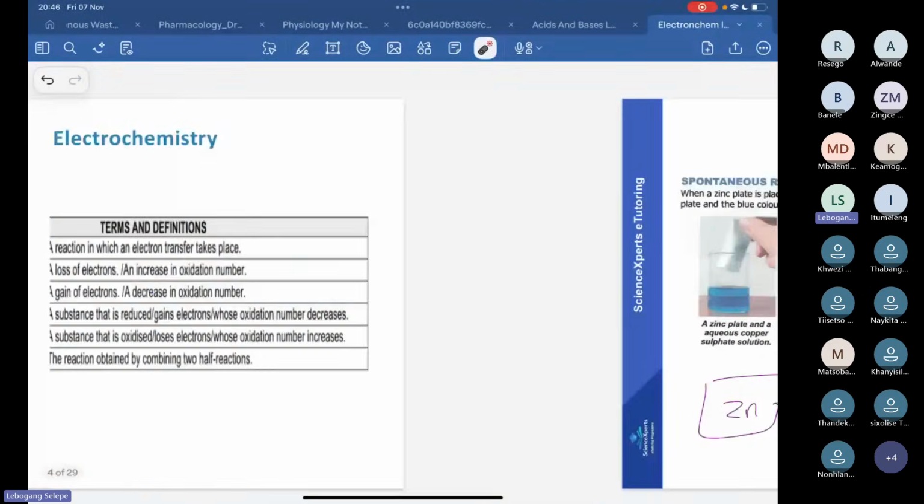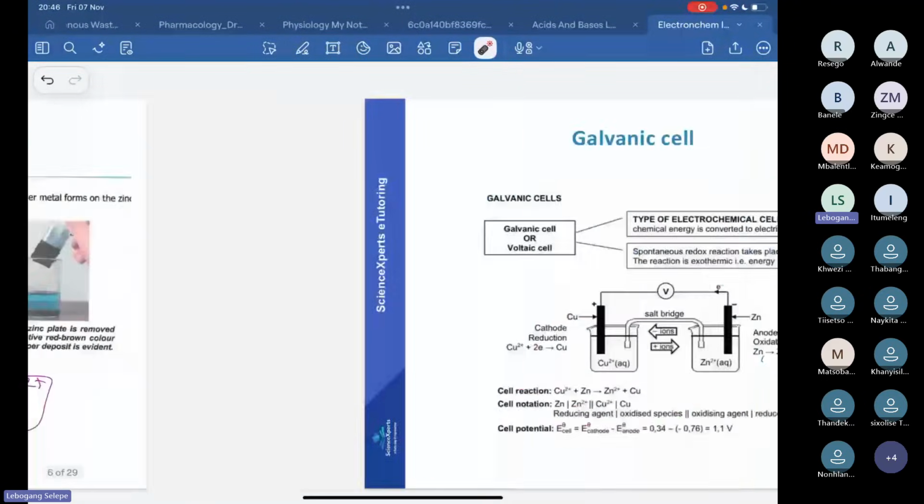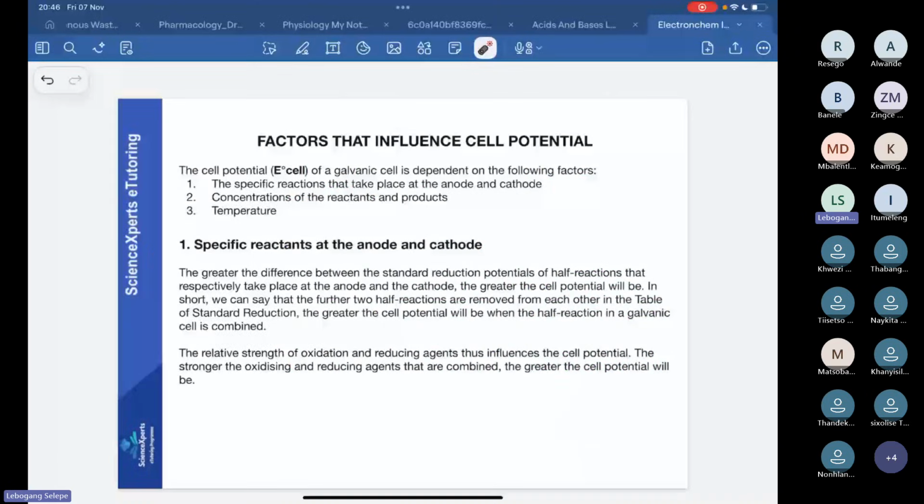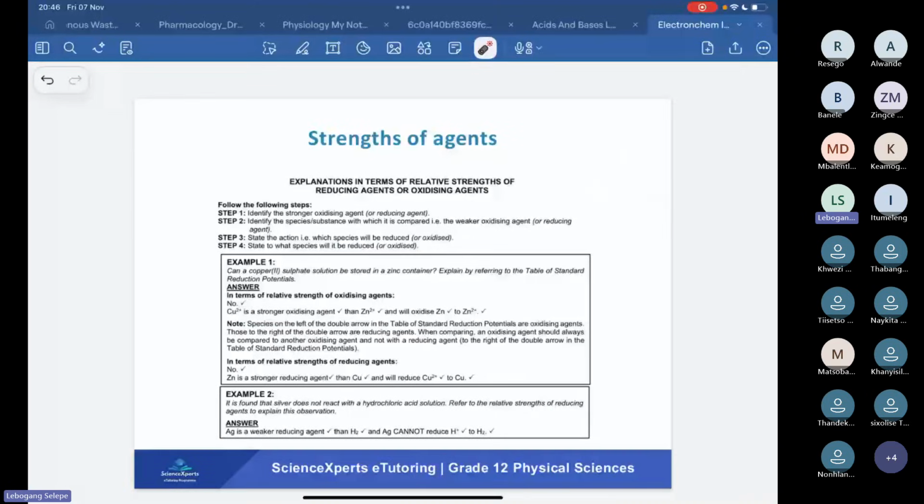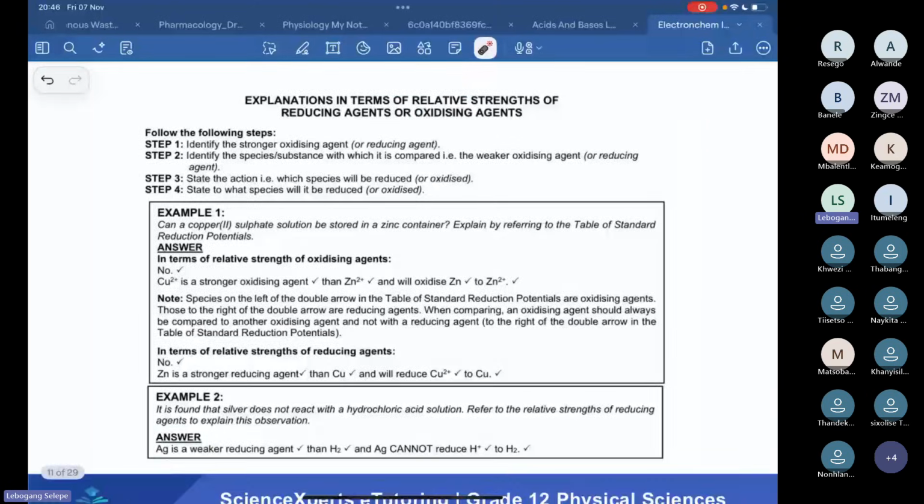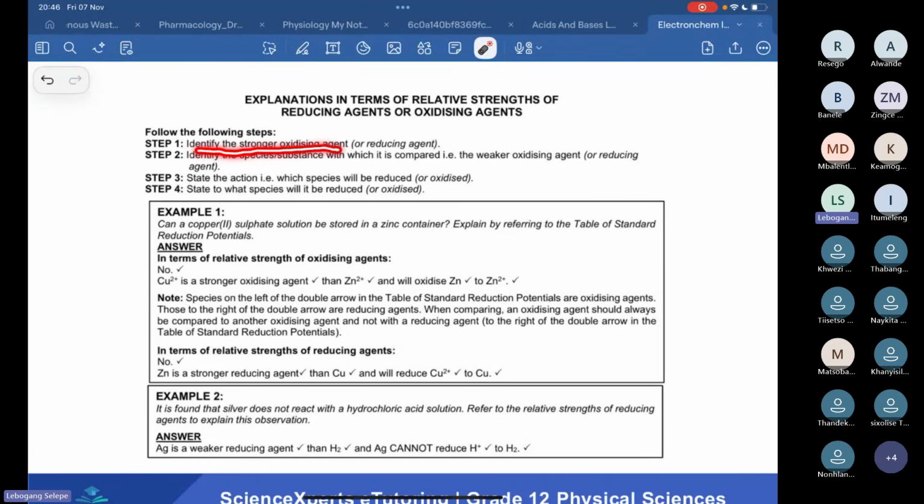Let me go to the proper guidelines that are showing how we need to explain that. So yeah, here are the proper guidelines. We need to first identify the stronger, if we were explaining in terms of oxidizing or reducing agent. They say we need to identify which one is stronger, either oxidizing or reducing.